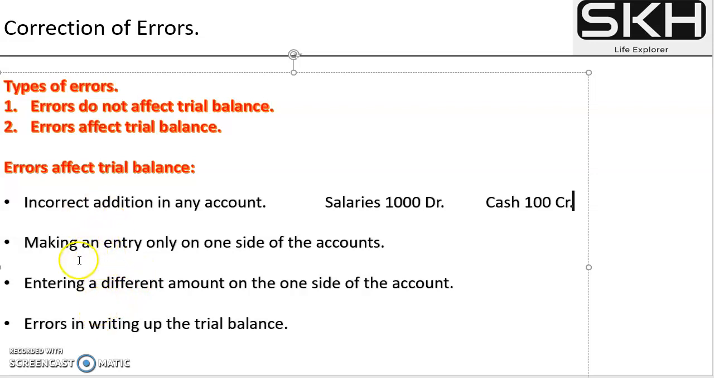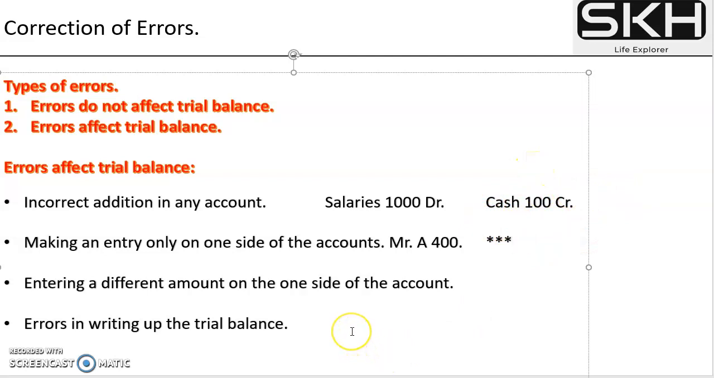One other condition can be making an entry only on one side of an account. For example, we paid a check to Mr. A. What entry should we make? We should do Mr. A debit and bank credit, but we only recorded in Mr. A's account. So we debit Mr. A, for example, for 400, but the other entry we did not record. So in this case the trial balance will not be equal. Entering a different amount on one side of the account can be the same. One account we recorded correctly but the other account we recorded wrongly.